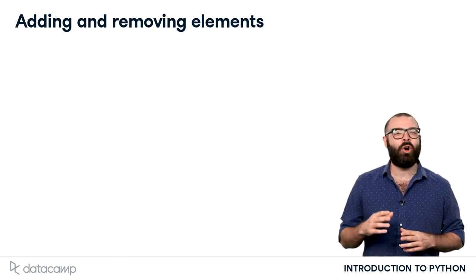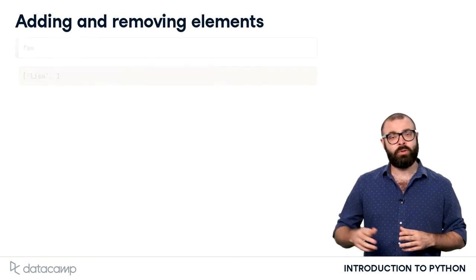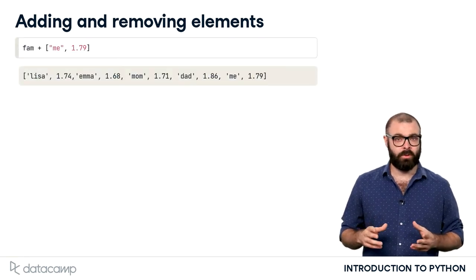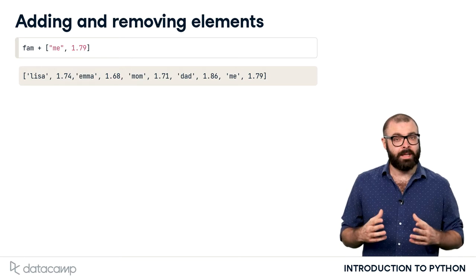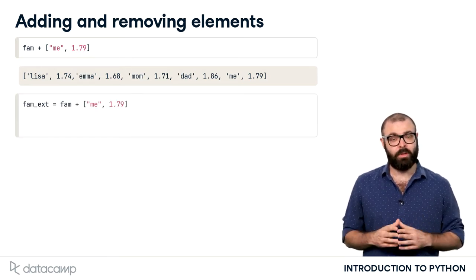Suppose you want to add your own name and height to the fam height list. This will do the trick. Of course, you can also store this new list in a variable fam_ext, for example.